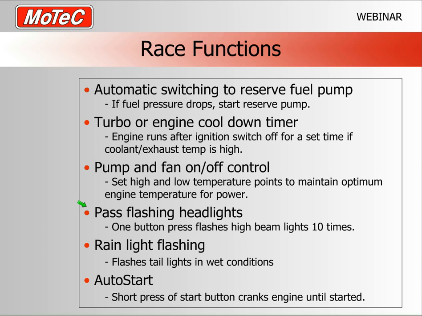Another typical race function is to have flashing headlights when you're passing. This is simply activated by pushing one switch, and the PDM takes over the control of the flashing speed, if you like, and therefore the driver doesn't have to think about that. They just hit the button and they get a multiple flash on their headlights. Same thing applies to rain lights. This can be done automatically by the PDM. Numerous inputs can be used for it to establish that there's a rain condition, and it can flash the tail lights in conjunction with stop lights if they're used.